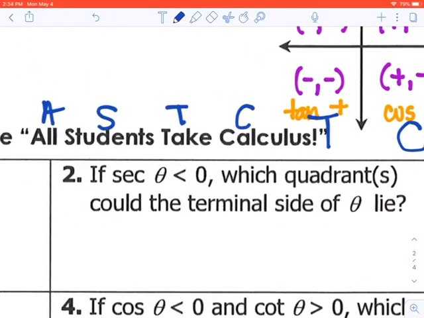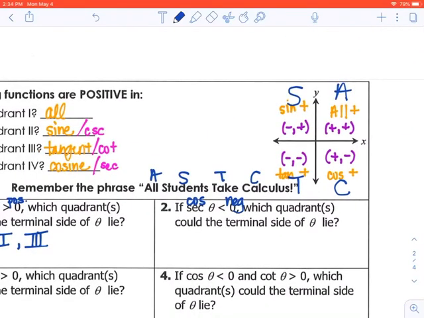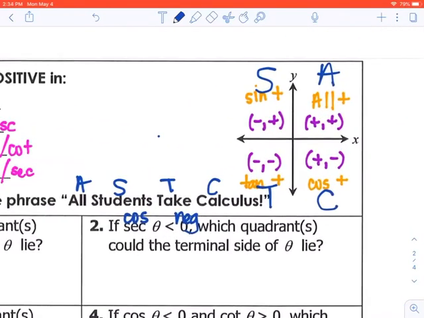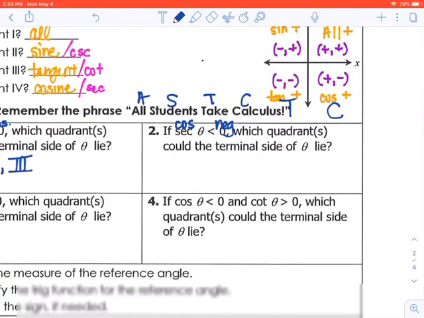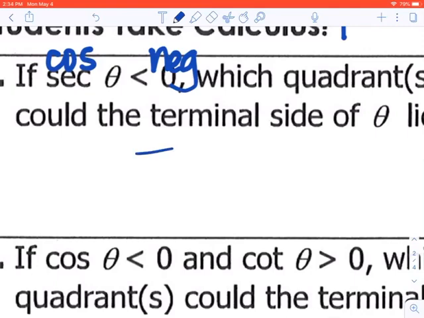Where is it positive? 2, secant. Secant goes with cosine, okay? And less than 0 means it's negative. So we want to know, where is the cosine negative? Well, it's positive in the first and fourth quadrant, because all is the first quadrant, cosine is the fourth quadrant. If it's positive in the first and fourth, that means in the second and third, it's going to be negative.